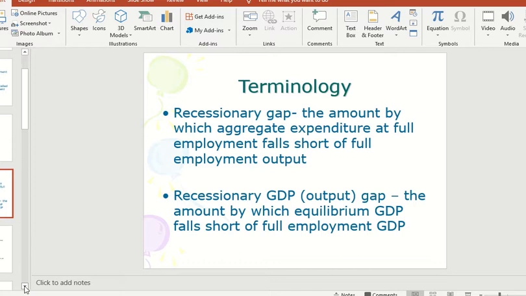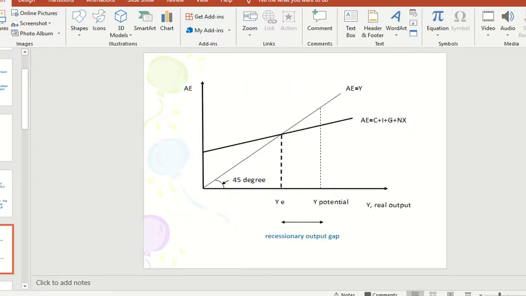But before we do that, it's probably easier if we look at a diagram. This diagram should look quite familiar to us. The bold line here is the aggregate expenditure function. As we have learned, the aggregate expenditure function is made up of consumption, investment, government spending, and net exports. What is new here is the 45-degree line through the origin.